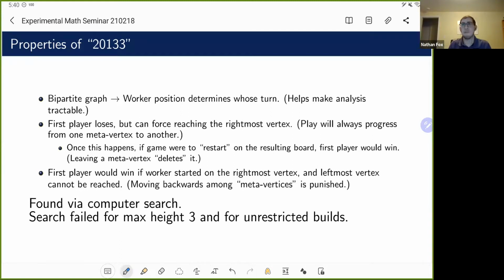So I tried this for max height 3, so only 0s, 1s, and 2s. And I tried it for unrestricted building. But the problem with both of these is it's really hard to either punish backups successfully or to prevent chained backups. The chaining of the backups is prevented by this thing happening. Because if you could get all the way back through a meta vertex, then you could go back through another meta vertex. And then again, you have a combinatorial explosion of cases to consider.